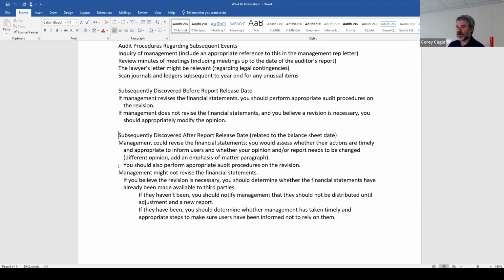If we believe they should have revised it, then we've got responsibility to see what kind of damage is out there, right? It's like, they didn't revise, we think they should have. Let's see what's going on. So we're going to figure out if the financial statements have been made available to third parties. If they haven't, then we say you don't need to put these out there until you fix this or until we issue a new report or whatever. If they have been, then we have to figure out if management has taken some kind of appropriate step to make sure to inform users not to rely on them.